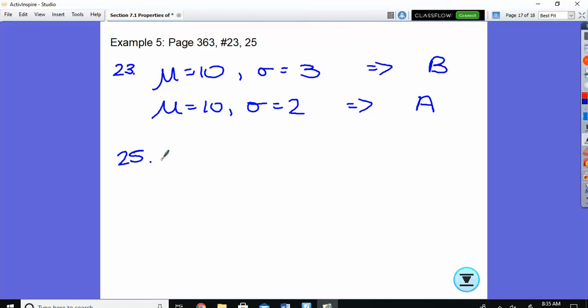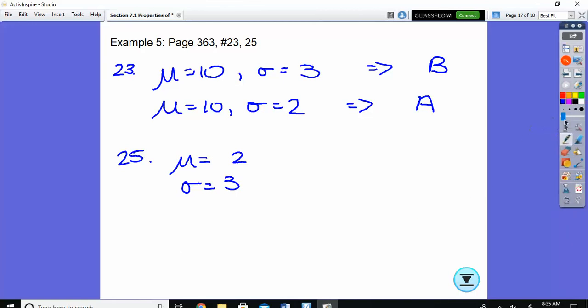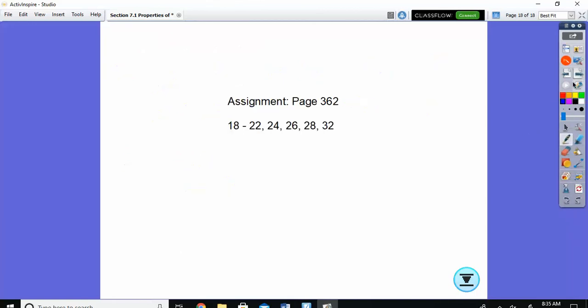Alright, problem 25. We did one kind of like this already. I did it as my example, but can you look at that one and tell me the mean and the standard deviation? Mean is 2. The mean is your center, your peak. Standard deviation is from that point to the inflection point, when our graph kind of starts to curve out. So that would happen after how far? 3. We okay reading this? Okay, now what did I get?